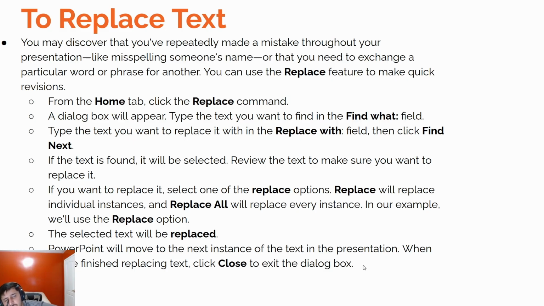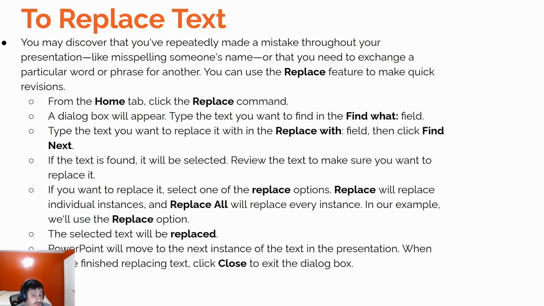Now we're talking about replacing. So again, if we've repeatedly made a mistake throughout our presentation, like misspelling someone's name, or that we need to exchange a particular word or phrase for another, we can use the replace feature to make quick revisions. From the home tab, click the replace command. A dialog box will appear, and then type the text you want to find in the find what field. Then you type the text you want to replace it with in the replace with field, then click find next. If the text is found, it will be selected. Review the text to make sure you want to replace it. If you want to replace it, select one of the replace options. Replace will replace individual instances, and replace all will replace every instance.